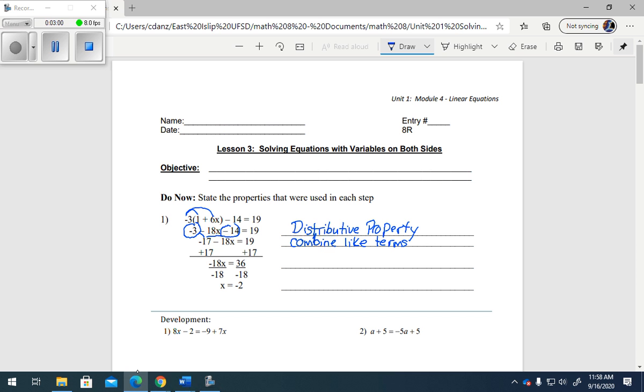Next, I can see that there's a plus 17 on both sides. They added 17 to both sides, but since they want us to talk about it as a property, we're going to use that fancy terminology now. Remember, these are properties of equality that we're using. So since we added 17, it's the additive property of equality.